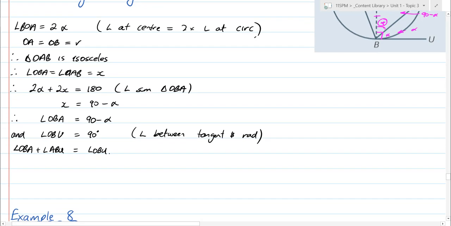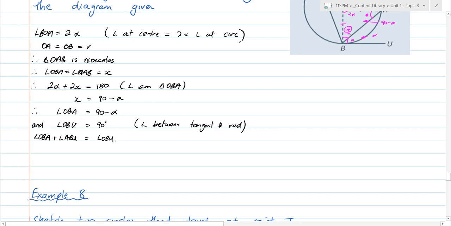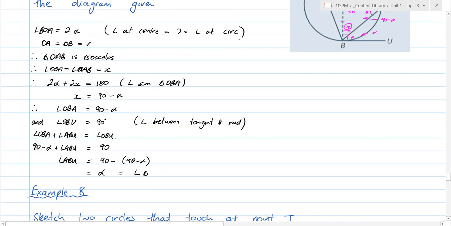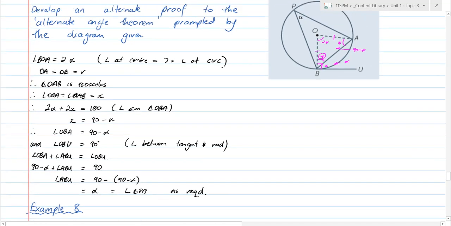And I know my diagram's slightly disappearing. I'm going to zoom in a little bit so you can still see the diagram. We know OBA is equal to 90 minus alpha, and we know that OBU equals 90, and we still have ABU, which is what we're trying to find. So we subtract 90 minus alpha from 90. Angle ABU equals 90 minus alpha, which just equals alpha, which equals angle BPA as required. So there's the alternate angle theorem proven in a different way.